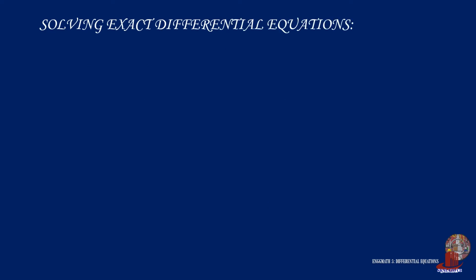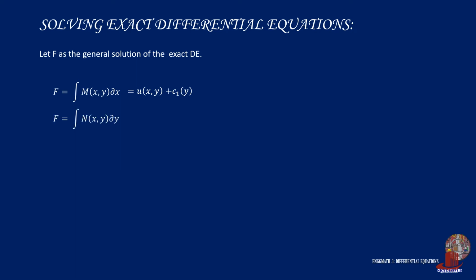Moving on, how to find the solution for exact differential equations. We would assume f as the general solution of the exact DE. If we take the general solution of function M, we can get the integral of the function, which would still be a function of x and y, plus the arbitrary constant c1, which is in terms of y. Similar with the case of N, its general solution will be taken through integration, and the output will be the integrated function of x and y plus a certain constant c2, which is in terms of x.